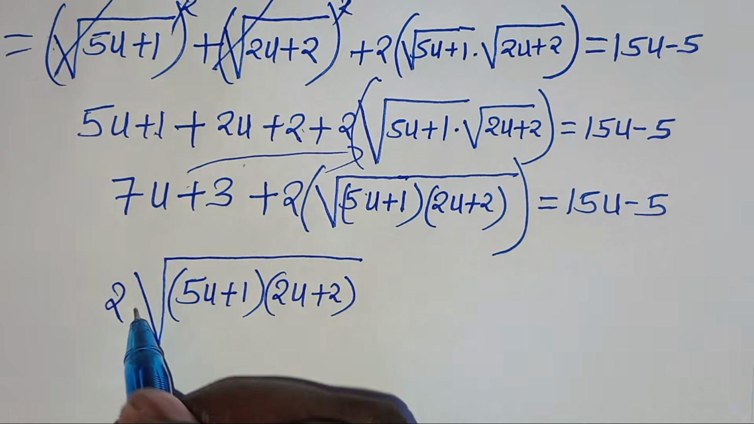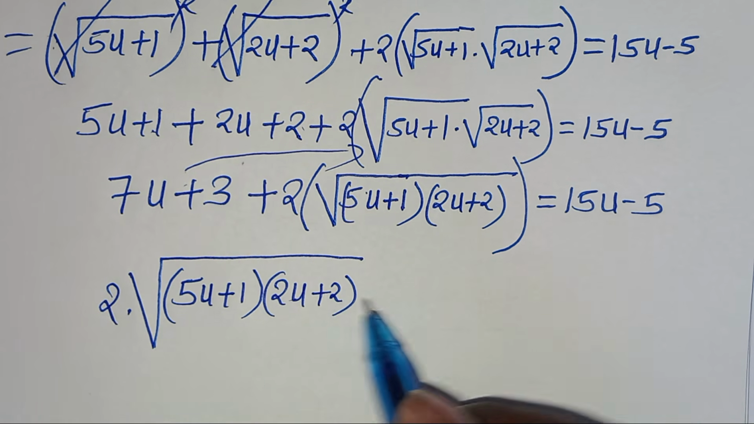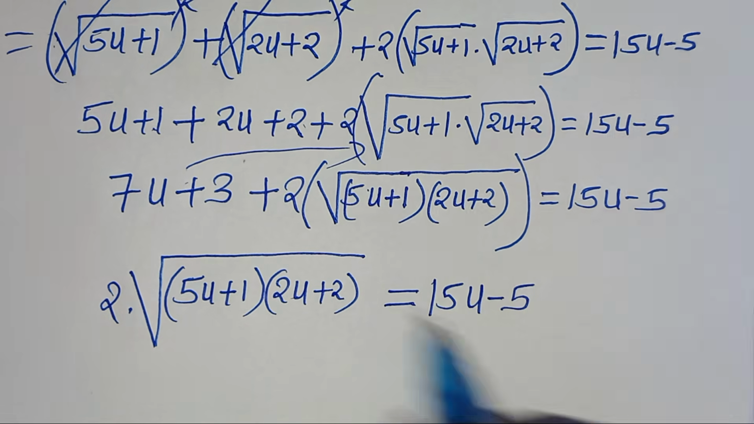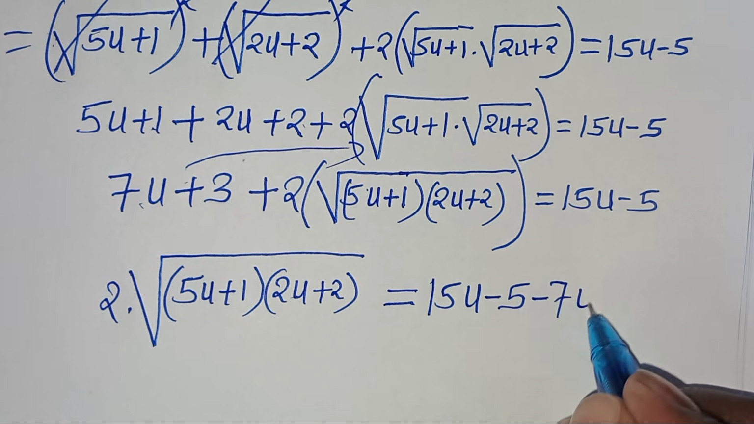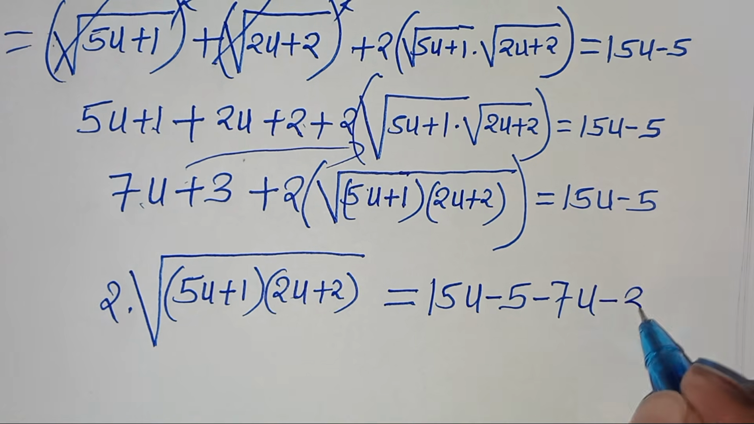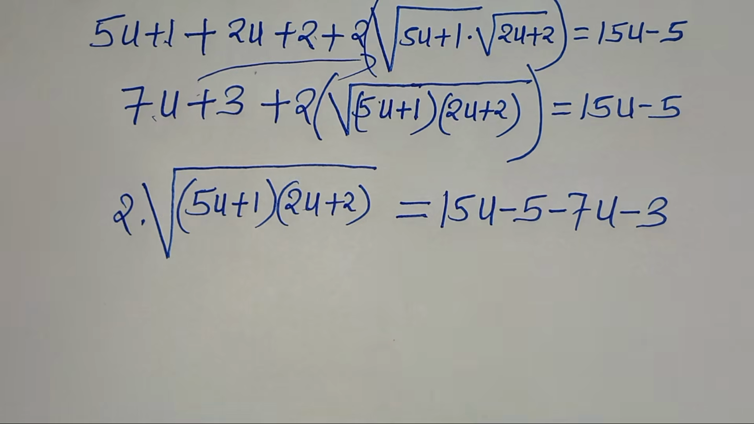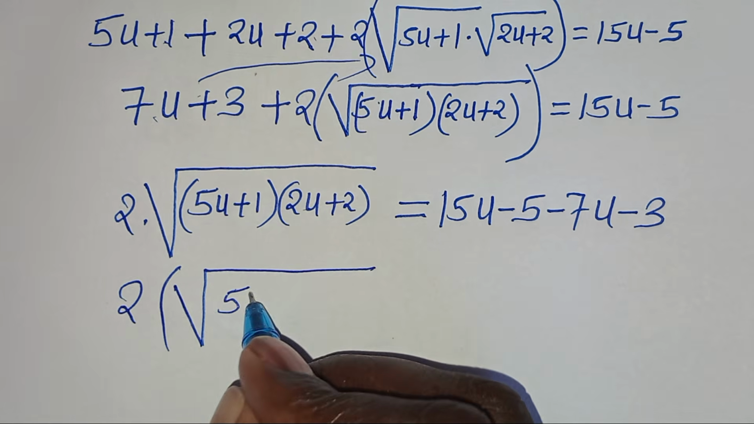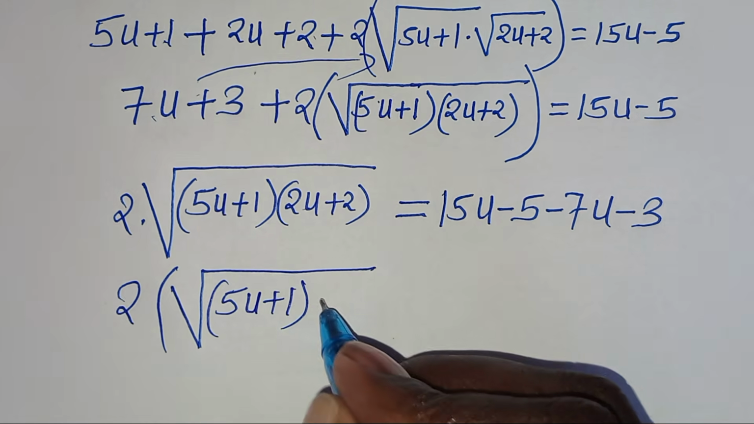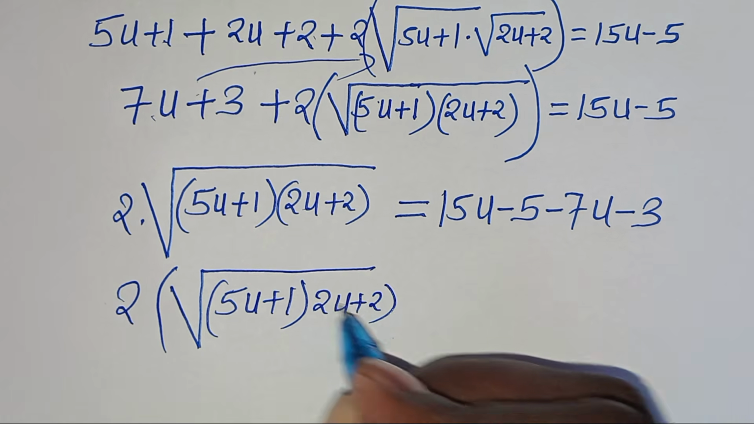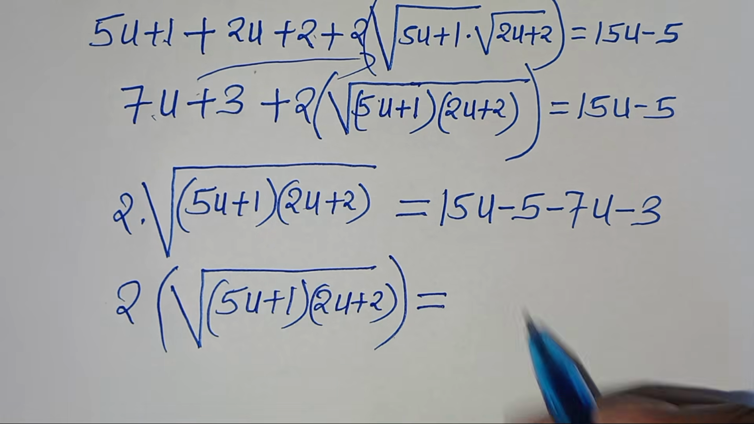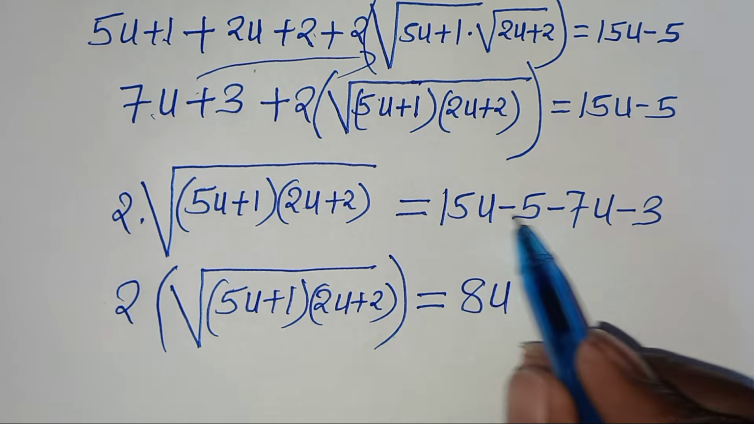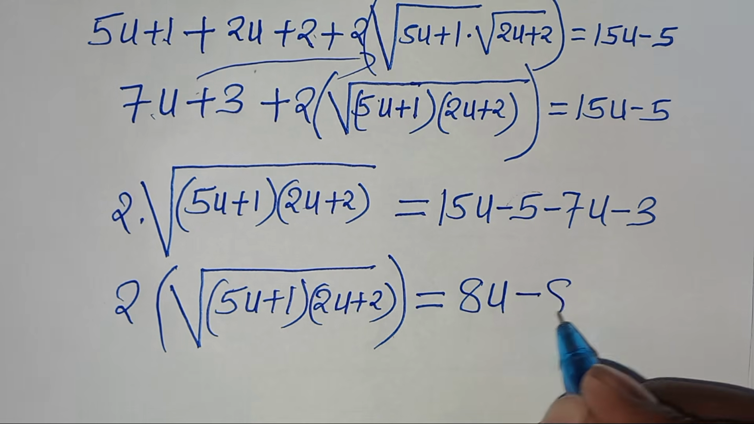Now this is 2 times the square root of 5u plus 1 times 2u plus 2. This is equal to 15u, subtract 5, subtract 7u, then subtract 3. Now here we have 2 into the parentheses. This is the square root of 5u plus 1 multiplied by 2u plus 2. This is equal to 15u minus 7u, this is 8u, then minus 5 minus 3, this is minus 8.